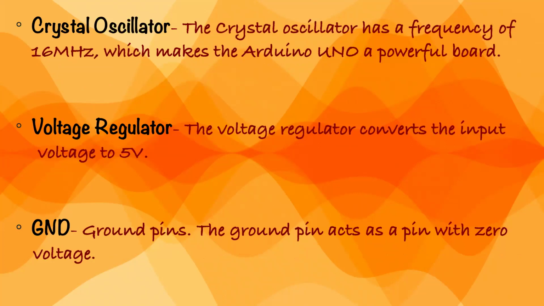Next, the crystal oscillator. This also we have studied in the previous chapter. The crystal oscillator has a frequency of 16 megahertz, which makes the Arduino Uno a powerful board. So how is Arduino Uno a powerful board? Because it has a 16 megahertz crystal oscillator, that is the frequency calculator. The execution of the programs, the execution of the codes, how it will run and up to what time, and in between there, how much time will be there. All these are controlled by the crystal oscillator.